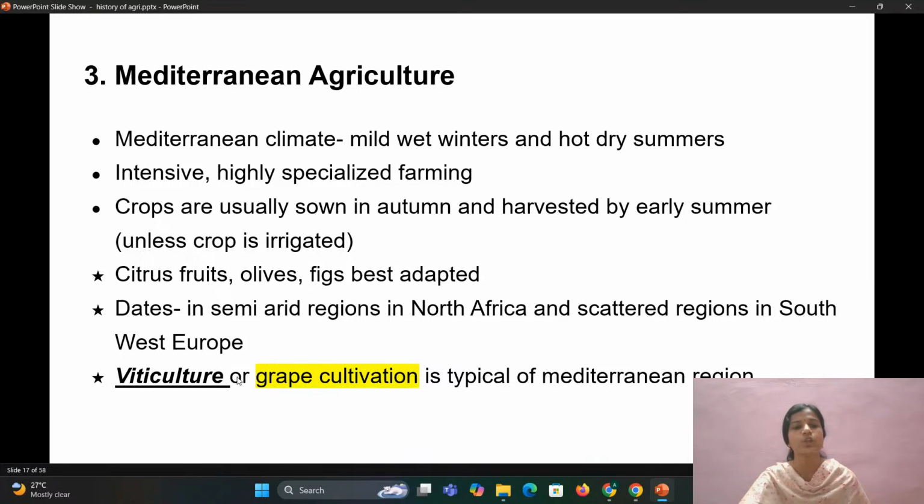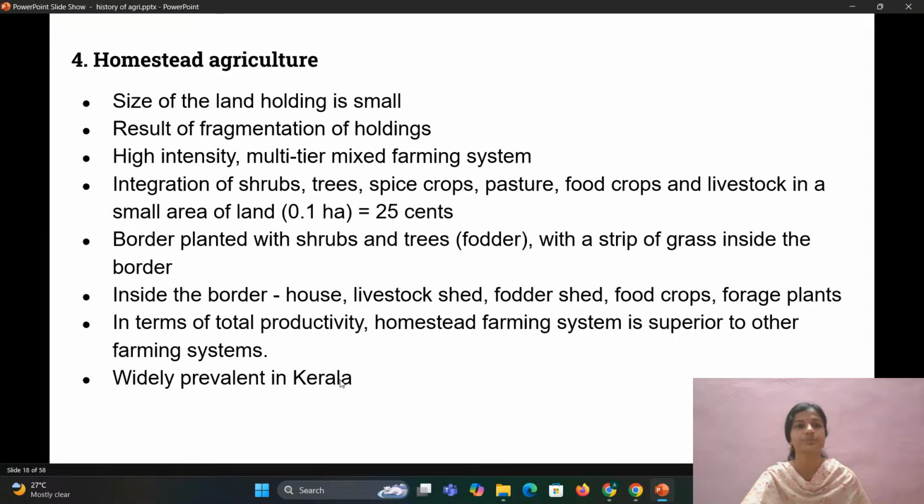Then viticulture or grape cultivation is another peculiarity of Mediterranean agriculture. So the major crops that are grown in Mediterranean agriculture are citrus fruits, olives, figs, then dates, then grape cultivation or viticulture. Then homestead agriculture.